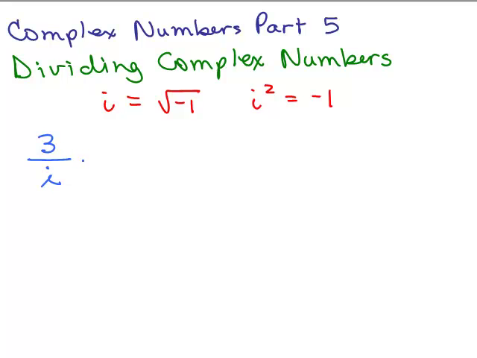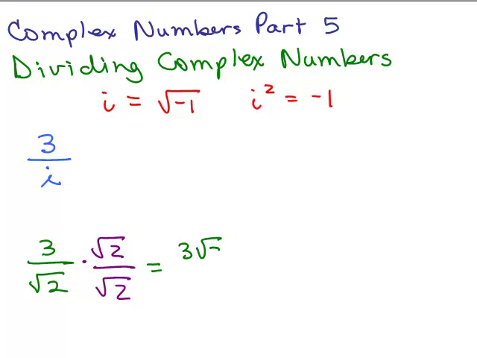So how do you normally get rid of a square root? Let's just remind ourselves. What if it was 3 over the square root of 2? Do you remember the trick? We could multiply the top and bottom by square root of 2, and that gave us a 2 in the denominator. We didn't have a square root, no irrational number. So we're going to do the same type of thing here. The trick is to multiply the top and bottom by i.